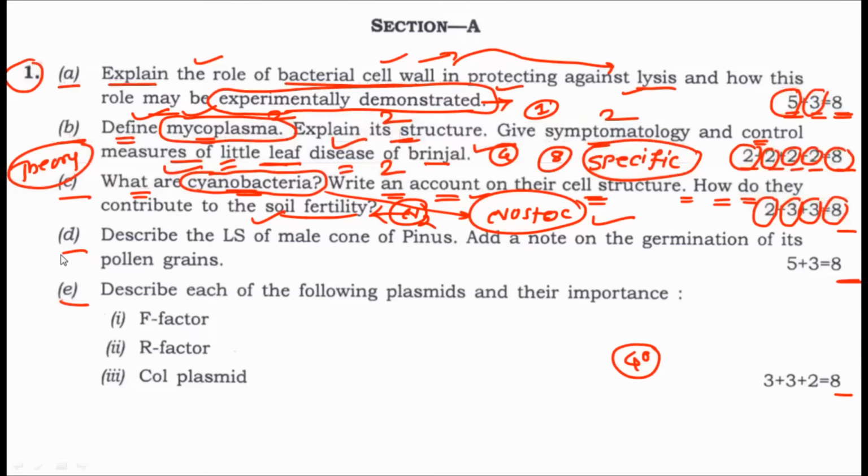All right. The fourth sub question is: describe the cone of the male cone of Pinus and add a note on germination of its pollen grain. So this question is again split into two parts. The first part carries the 5 marks and the second part carries the 3 marks. That is, for describing the cone of Pinus, you will get the 5 marks, and to add a note on germination of their pollen grains, you will get the 3 marks.